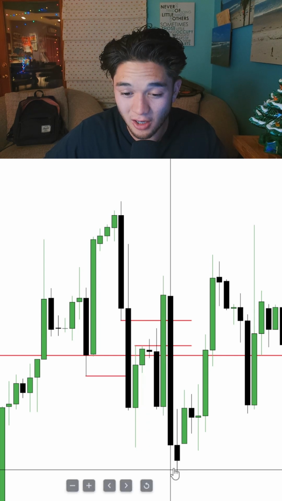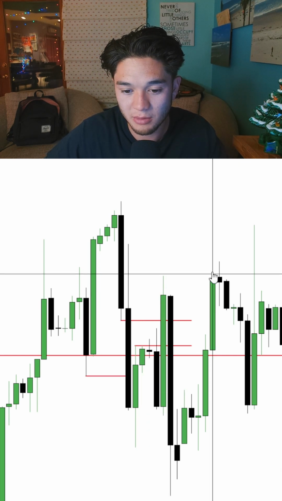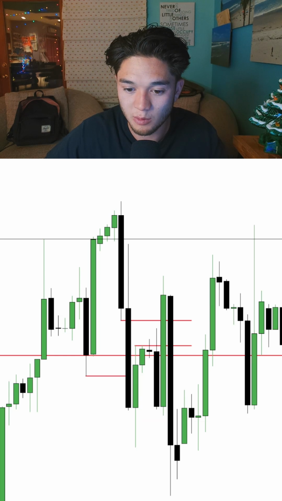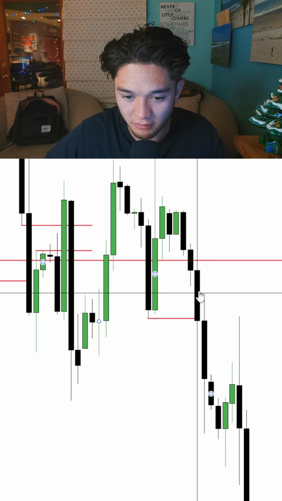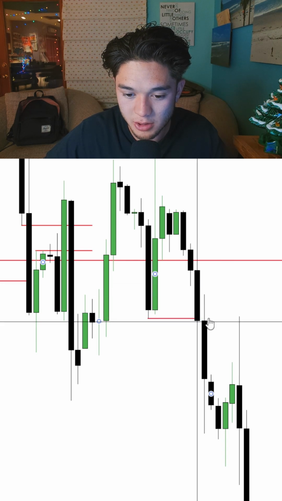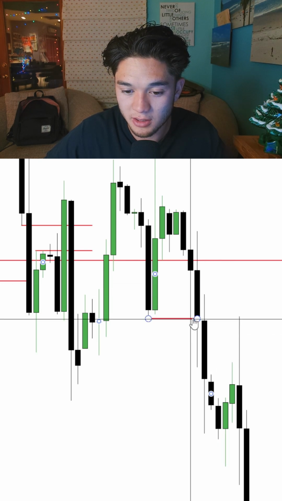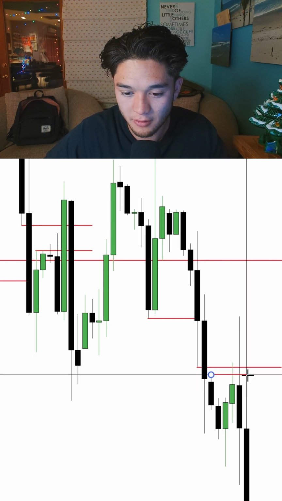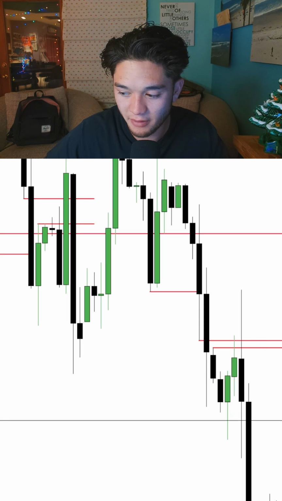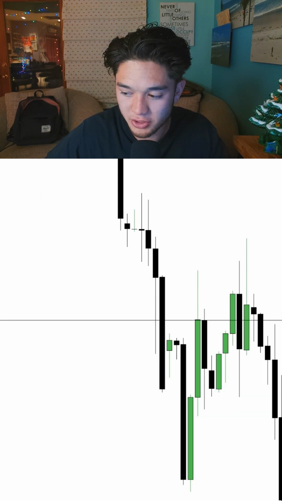We start to push down. We retrace one more time. Start to push down again. Retrace one more time. And then here, look at this one. This market structure shift. One candle through, closes through. The next candle also continues through stronger. We create a fair value gap here. Price retraces into the fair value gap. And we push down from there.